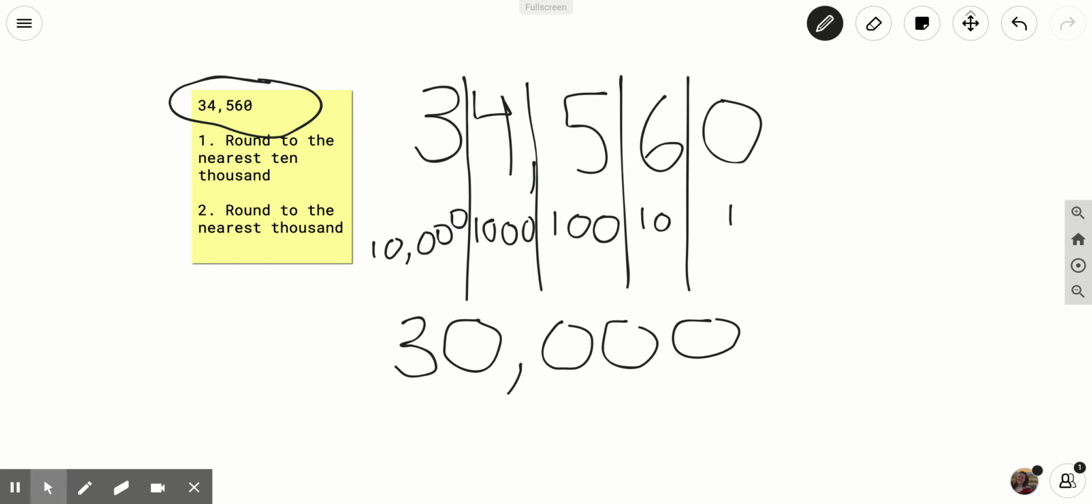Rounding 34,560 to the nearest 10,000, we would round down to 30,000. Now, if we're looking at number 2, rounding to the nearest 1,000, that's going to be our 4 right here.